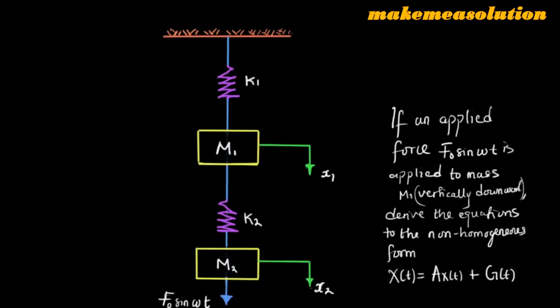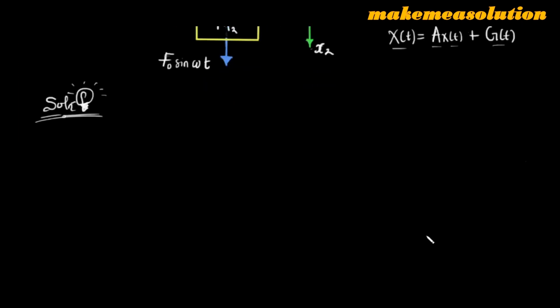It says an applied force F0 sin(omega t) is applied to mass m2 vertically downwards. Derive the equations in the non-homogeneous form ẋ(t) = Ax(t) + g(t). Of course, we know these are vectors. We're going to dive into the solution of this problem quickly.